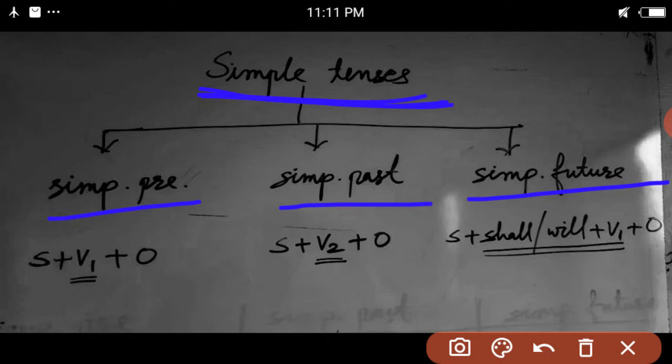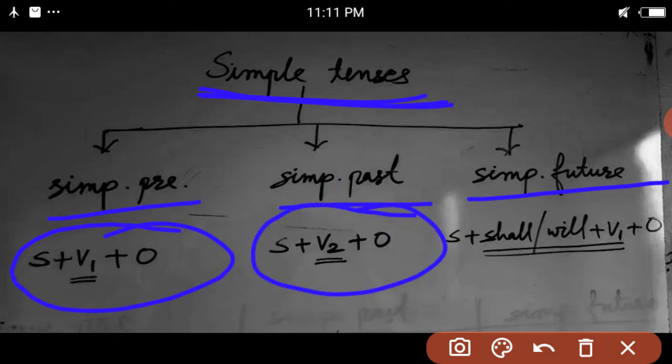So for simple present tense, it is S plus V1 plus O. S stands for subject, V for verb, and O for object. Next, for simple past tense, it is S plus V2 plus O, and for simple future tense, it is S plus shall/will plus V1 plus O. Here I have underlined the changes. What changes do we see?